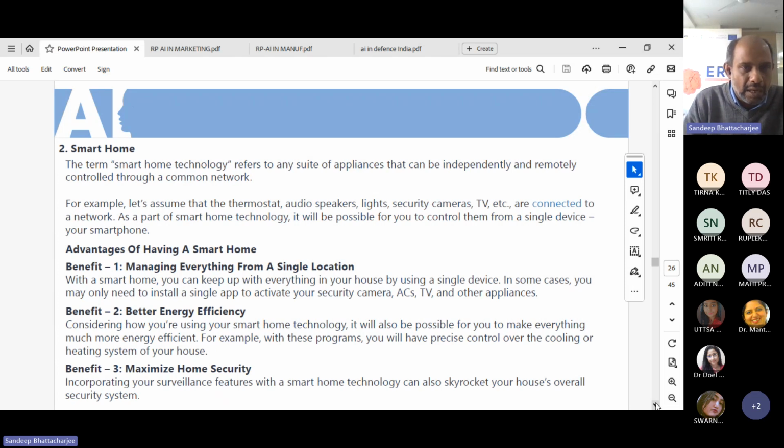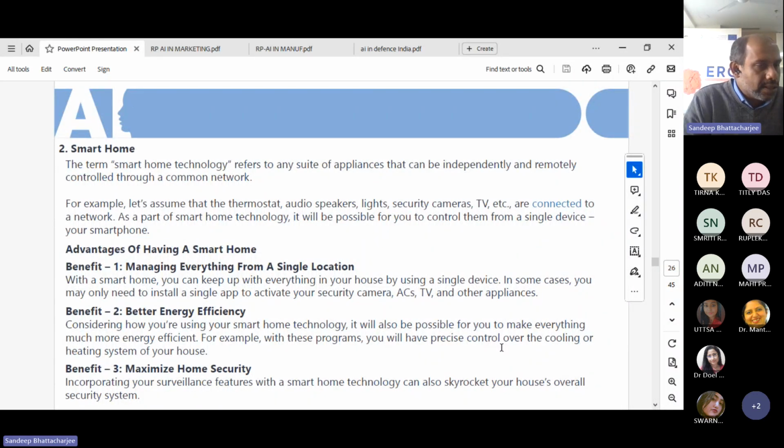Smart home, as I already mentioned, refers to smart home technology, which refers to any suite of appliances that can be independently and remotely controlled using a common network. As I mentioned, different smart components or devices are there in your homes, and all these are controlled by the person who is residing inside that home using some kind of communication technology. For example, you have got thermostat, then audio speakers, then lights, then security cameras, then television. So all are connected to a network. As a part of smart home technology, it will be possible for you to control them from a single device, that is your smartphone. So just see the application. Just using your smartphone, you can control all these devices in your home.